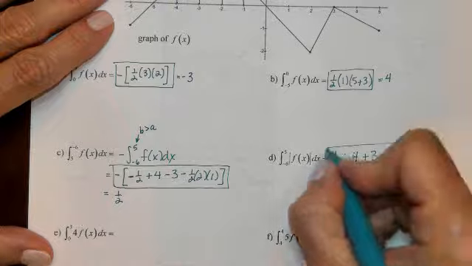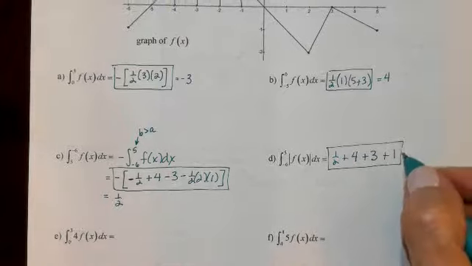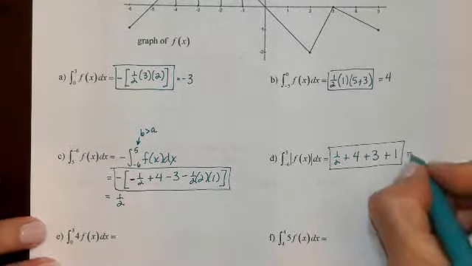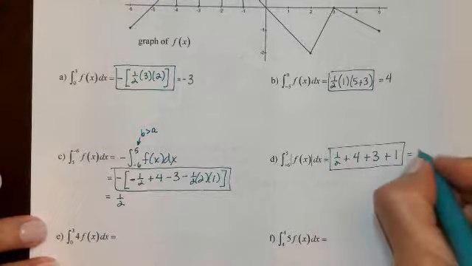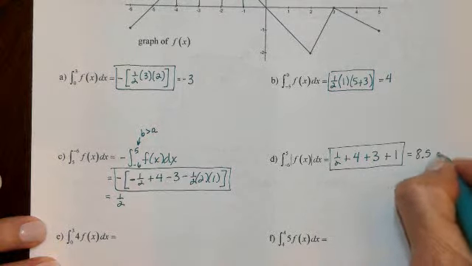Safe stop. If you added that together, 8.5, or 17/2. Okay.